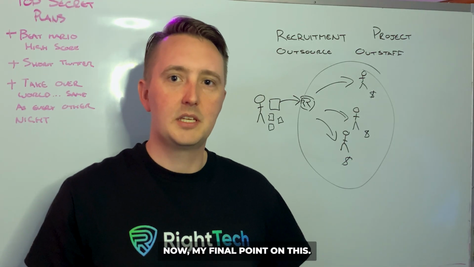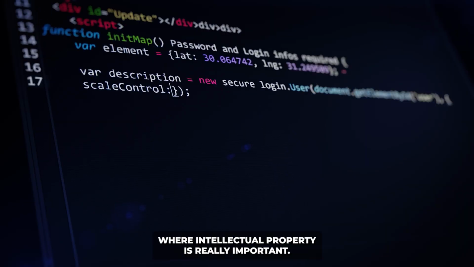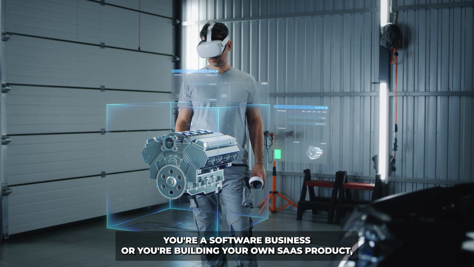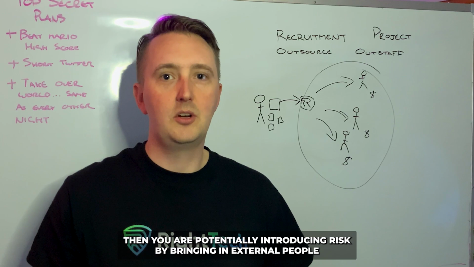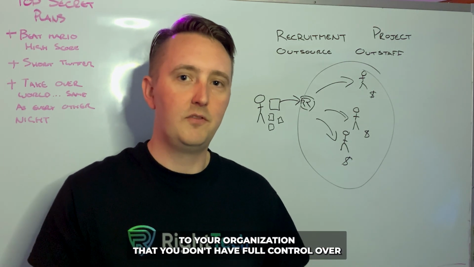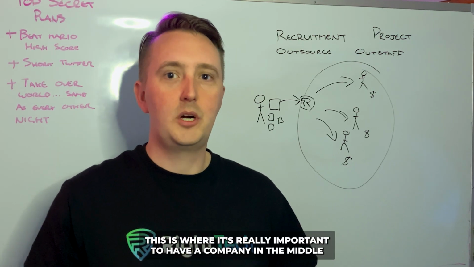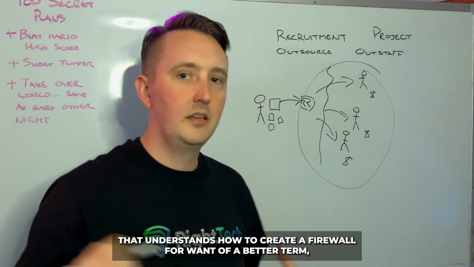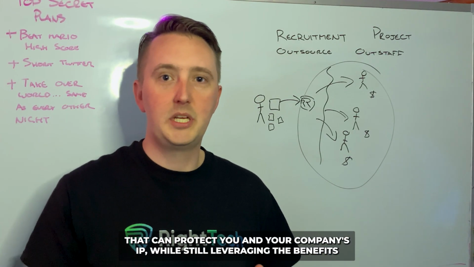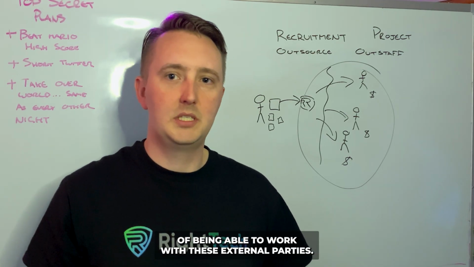Now, my final point on this, it applies to all of these models, but it's particularly important when outstaffing. If you're working in an area where intellectual property is really important, say for example you're a software business or you're building your own SaaS product, then you are potentially introducing risk by bringing in external people to your organization that you don't have full control over and aren't even in your jurisdiction if something goes wrong. This is where it's really important to have a company in the middle that understands how to create a firewall, for want of a better term, that can protect you and your company's IP while still leveraging the benefits of being able to work with these external parties.